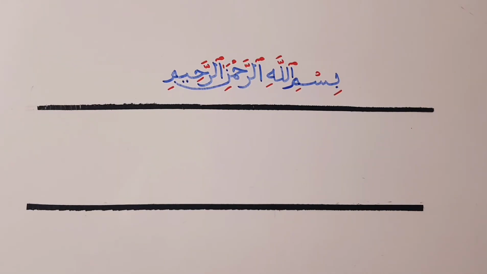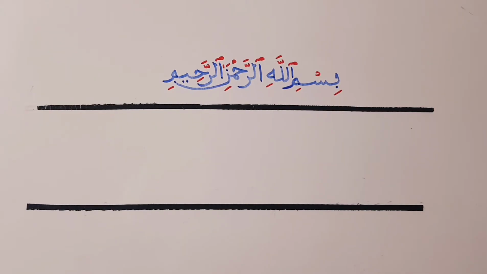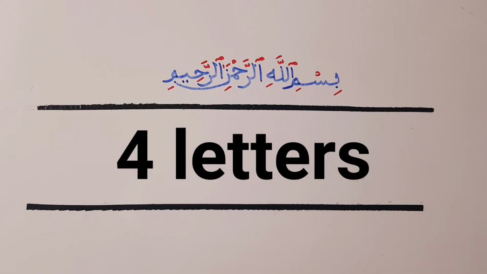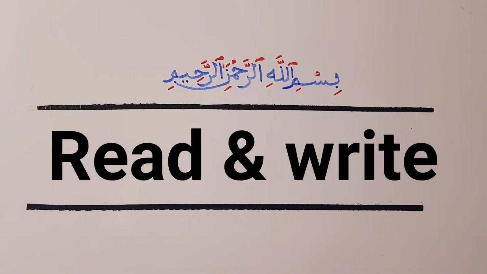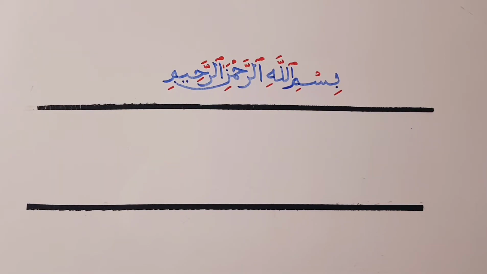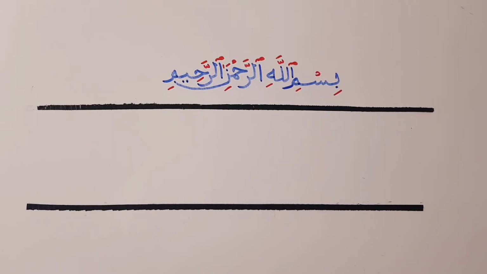The Arabic alphabet consists of 29 letters. In today's class, we are going to begin by learning the first 4 letters of the alphabet. We are going to learn how to write them correctly and how to pronounce them correctly. And we're going to continue in this way until we finish all the 29 letters. So we're going to begin by learning the 29 letters individually, how to correctly write them and pronounce them.